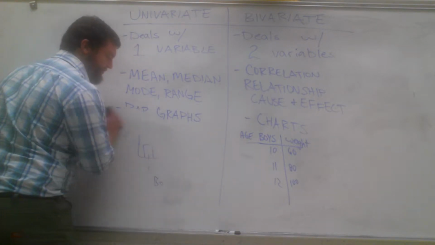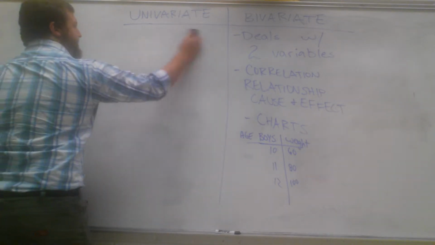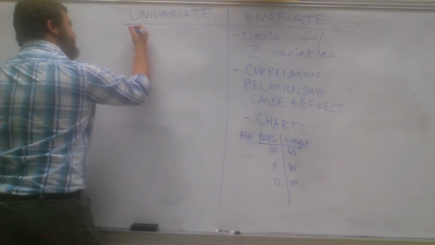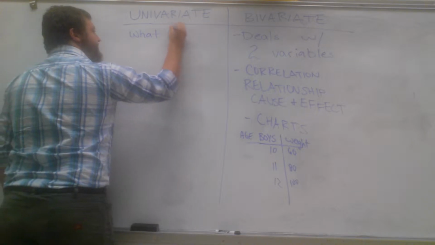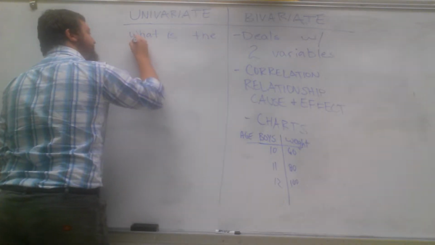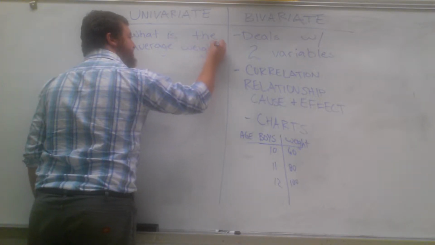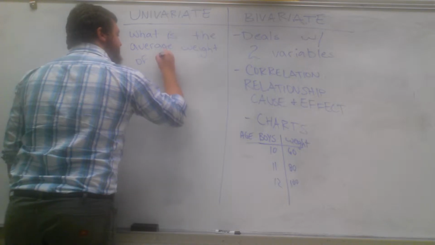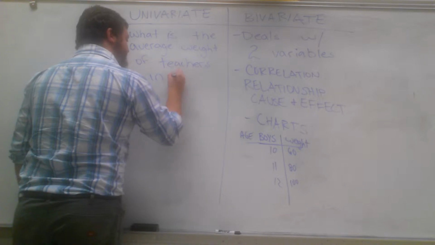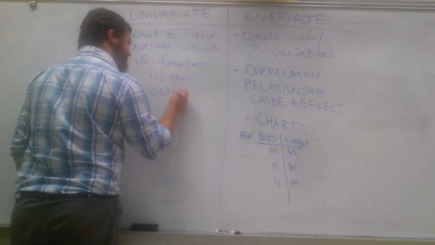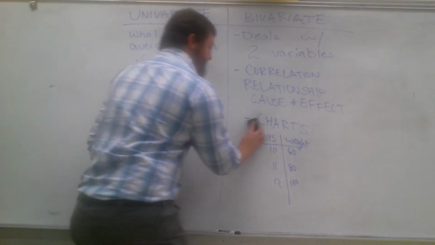I'm going to give you some examples right quick. An example of univariate data would be like this: what is the average weight of teachers in our school? Bivariate would look like this.